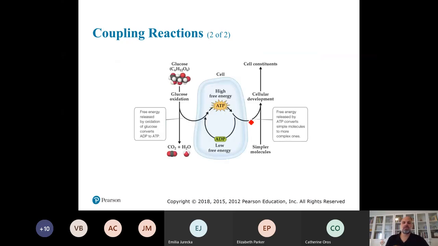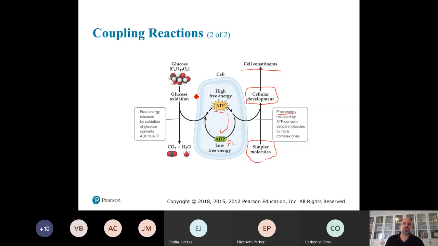We take advantage of this chemical reaction. This is a high free energy reaction where ATP converts to ADP. We're going from one molecule to two molecules because we're giving off a phosphate at the same time. And we couple it so that we release energy, and this free energy is released and converts simple molecules into different types of cellular constituents, through some type of cellular development. So we use the energy in the cell to make things, and ATP is the thing that does it for us.